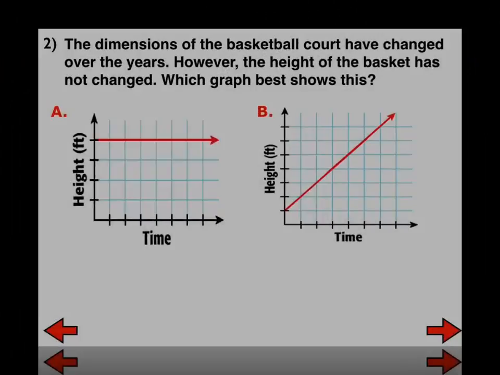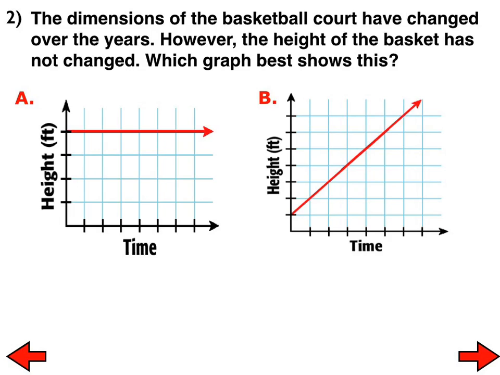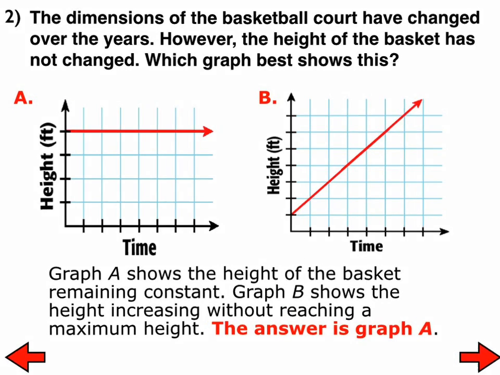All right, here is number 2. The dimensions of the basketball court have changed over the years. However, the height of the basket has not changed. Now, a lot of people over the last 10 years have wanted to see that change, but it hasn't changed yet. So which graph best shows this? A or B? Which one? A, because we're talking about the height of the basket. It's constant. It has not changed.